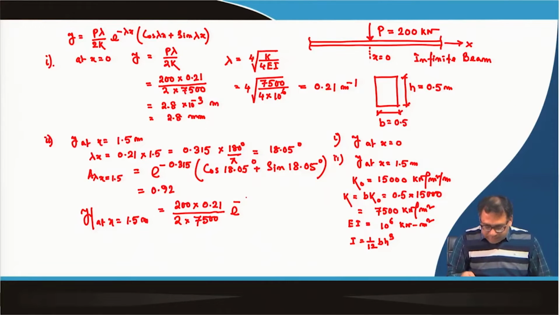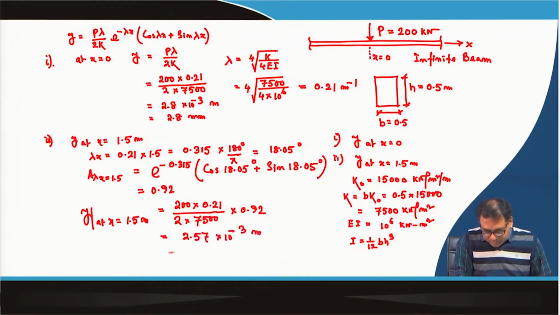So, that part I have already calculated. This e to the power lambda x means 0.31, I have already calculated. So, I have to multiply with 0.92. So, this value is coming out to be 2.57 into 10 to the power minus 3 meter, which is 2.57 millimeter.